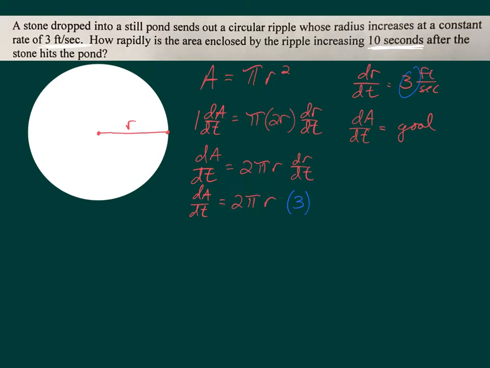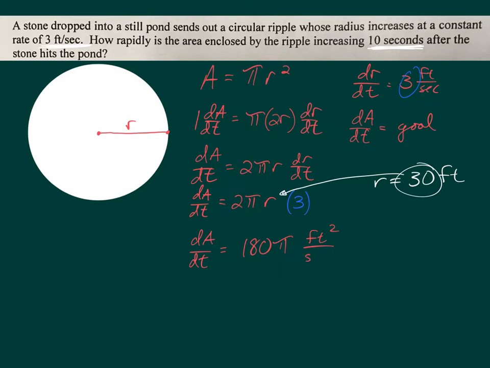So what that means is, if the radius is increasing 3 feet per second for 10 seconds, we know that the radius should be 30 feet. And so we can use this 30 here in for r. So when you multiply 2 times 30 times 3, 2 times 30 is 60 times 3 is 180 pi. So dA dt, the area is increasing at 180 pi, we'll say feet squared per second at this particular point in time.